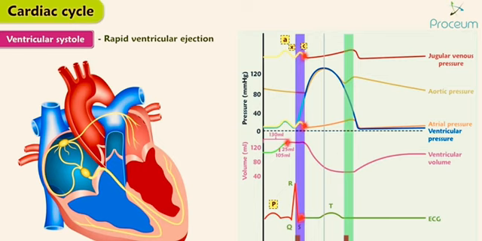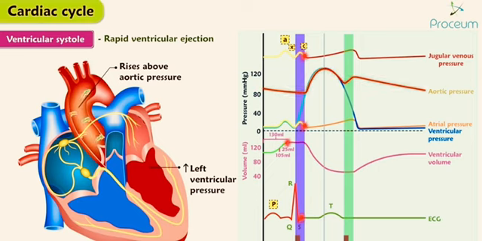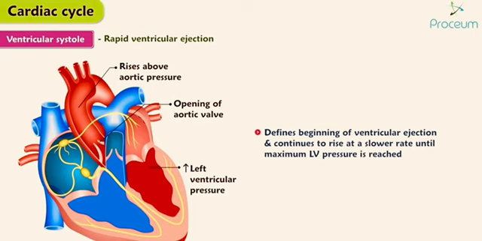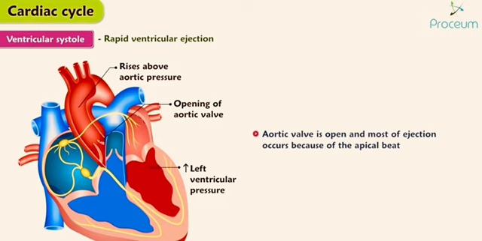Second is rapid ventricular ejection. In the left ventricle pressure, when more pressure is applied on the left ventricle, there is a rise of pressure in the aorta and the opening of the aortic valve. This defines ventricular ejection, and pressure continues to rise at a slower rate until maximum left ventricle pressure is reached.